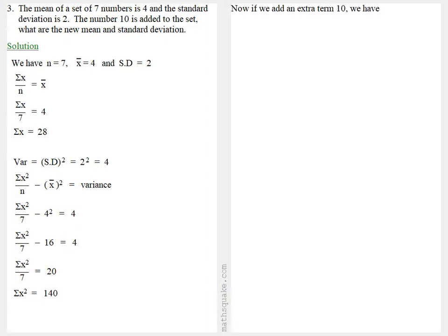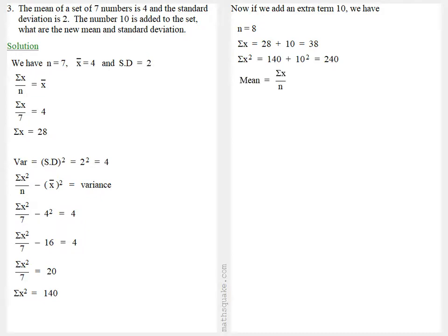Now we add an extra term 10. And this gives us n is equal to 8. Before we had 7 numbers, now we've got 8. The sum of the numbers used to be 28, but we're adding an extra term 10, so the sum of the numbers now is 38. Now we had the sum of the numbers squared was 140, but we're adding 10, which when squared is 100. So we've got 140 plus 10 squared, which is 240.